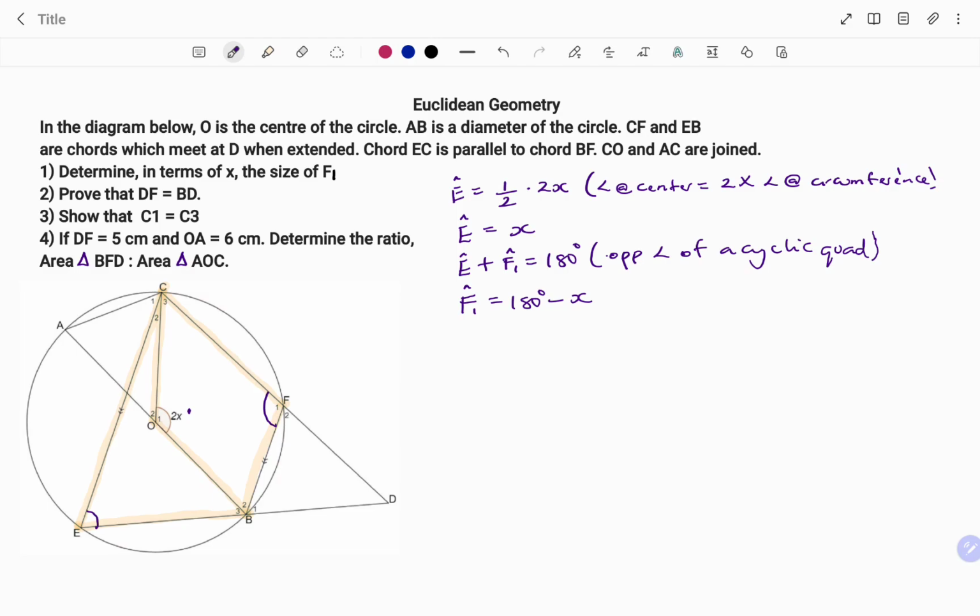For the second part of the question, we have to prove that the line DF, as shown, is equal to the line BD. Note that the line CE, I'm going to highlight that, and the line FB are parallel lines such that we have angle B1 equals angle at E. And the reason being that's equal to x because we're able to prove in the first part of the question that E equals x. And the reason being because CE and FB are parallel lines, therefore B1 and E are corresponding angles.